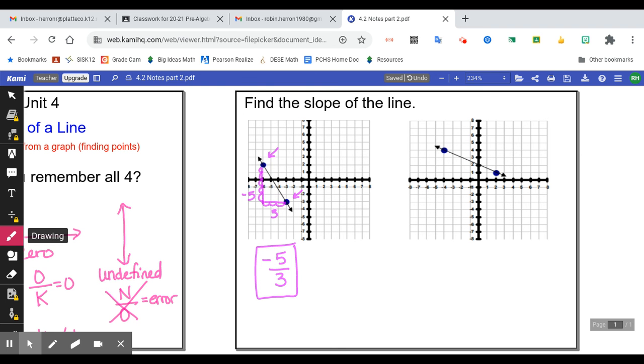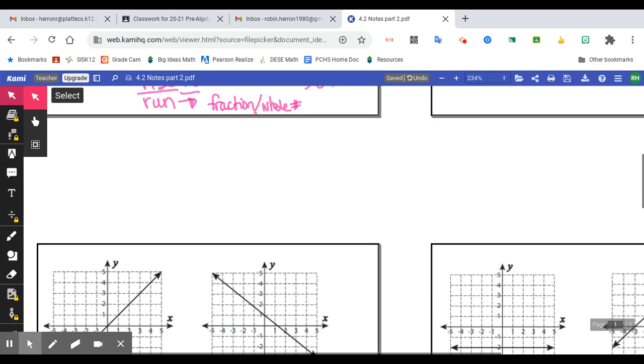Next one, same thing. I have to go down and then to the right. So down 1, 2, 3 means it's negative. 1, 2, 3, 4, 5, 6 to the right. This would be negative 3 over 6, but this simplifies. 3 is half of 6, so 1 over 2. Still negative there. Okay, so that's our review from part 1. And then we're going to look at the next section here.